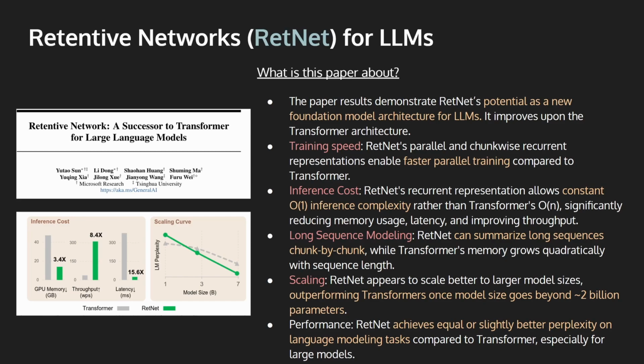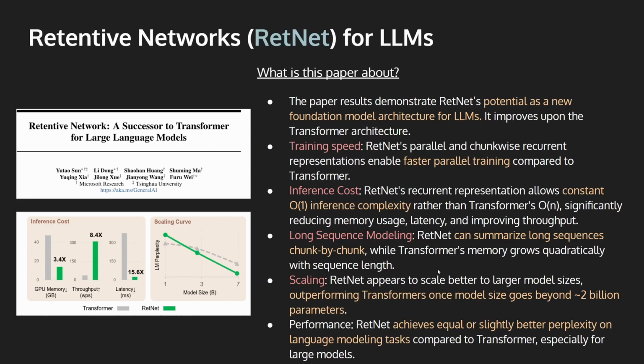Okay, and it's also very much capable of handling long sequence modeling compared to the Transformer. So this is another benefit of using this model as a foundation model, right? And furthermore, scaling, right? It outperforms the Transformer once the model size goes beyond 2 billion parameters. And most open source models nowadays are far more than 2 billion, right? We're seeing 7 billion, even 40 billion, 70 billion parameters, right? So 2 billion is really not a lot.